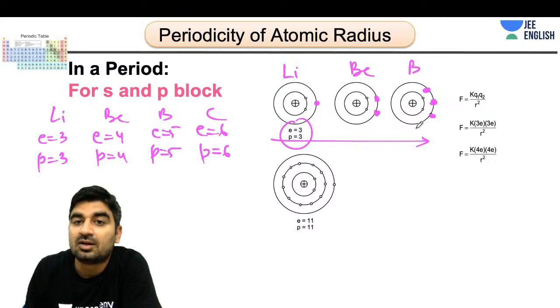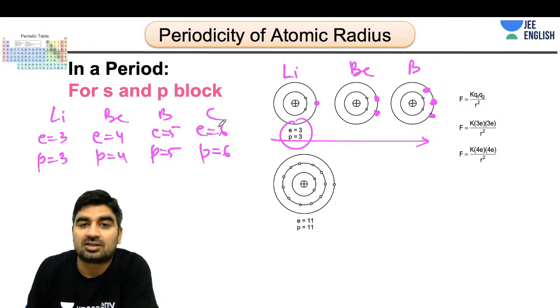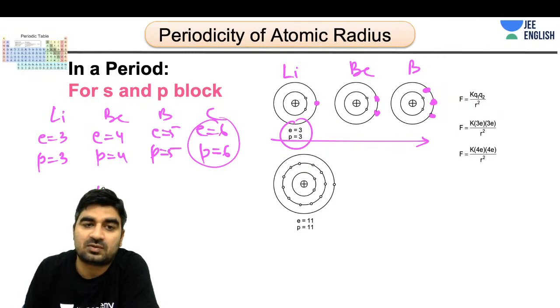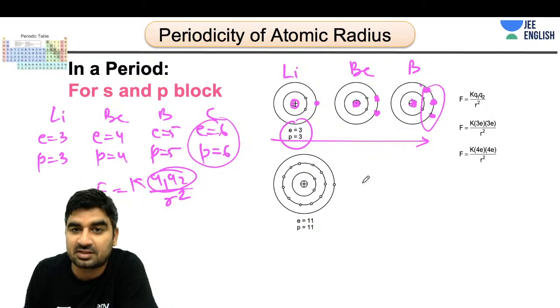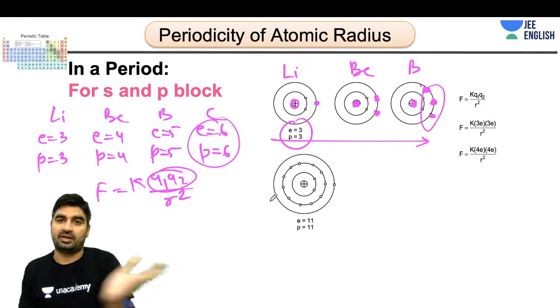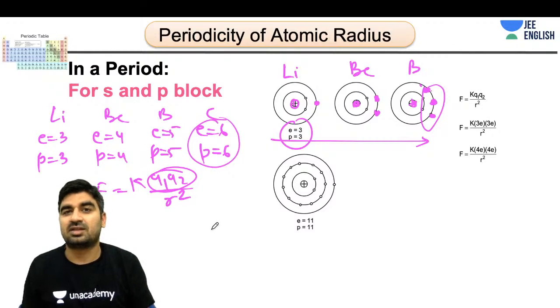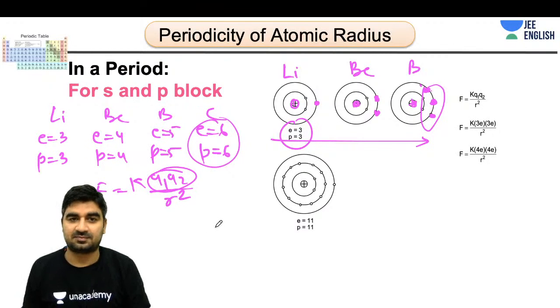Any doubt? So what will happen, guys? The force of attraction will increase because what is the formula for force of attraction? Q1 Q2 by R square. So R is not changing. You are adding the electron in the second shell only. So this attraction will increase because the positive charge on the nucleus and the negative charge due to the number of electrons is increasing. So when we move left to right, in general, size will decrease.